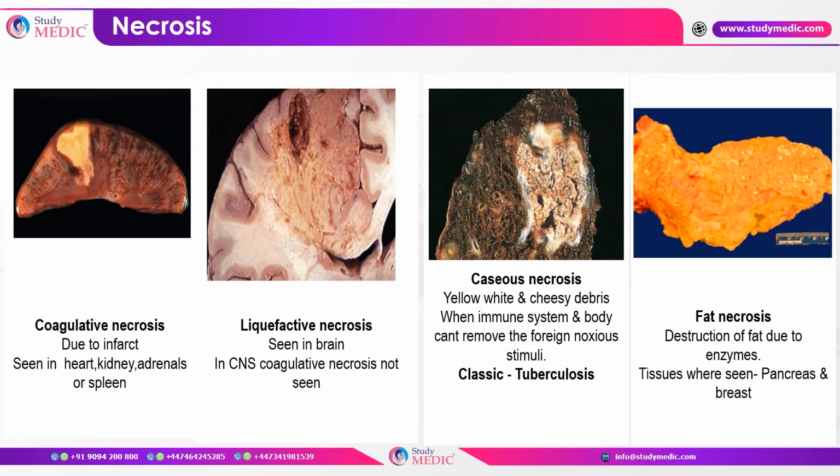The next is fat necrosis, commonly seen in tissues which contain a large amount of fat. It is seen in the pancreas and the breast, and can be seen in the omentum also, and it is typically seen because of destruction of fat due to enzymes.